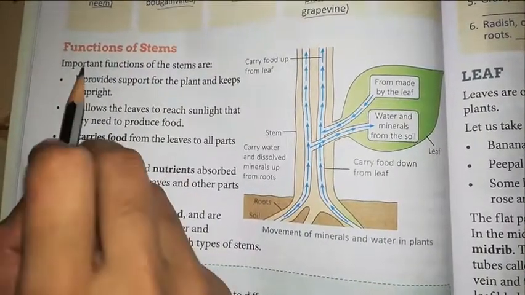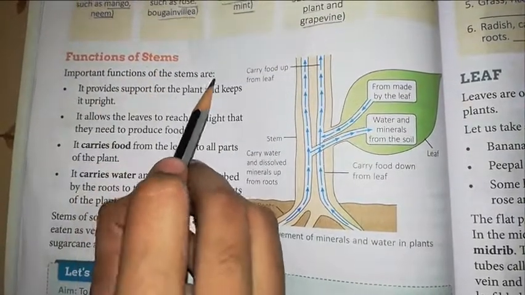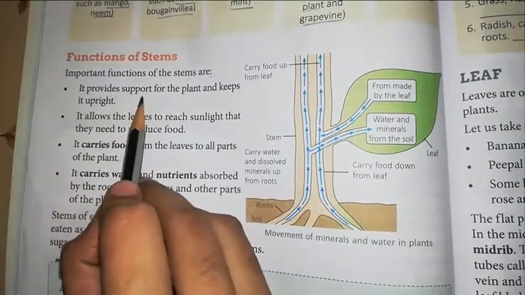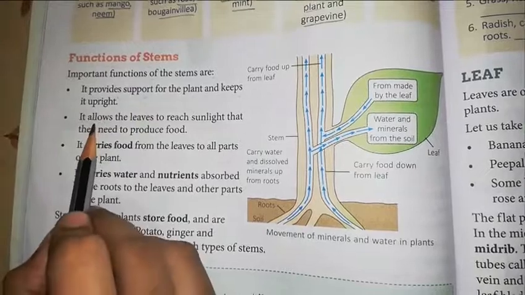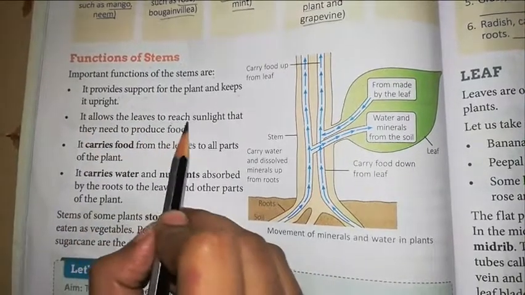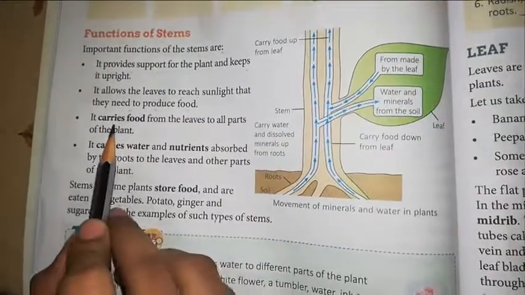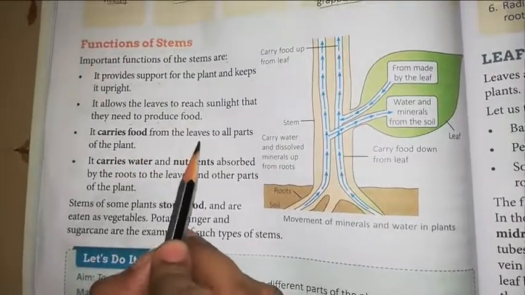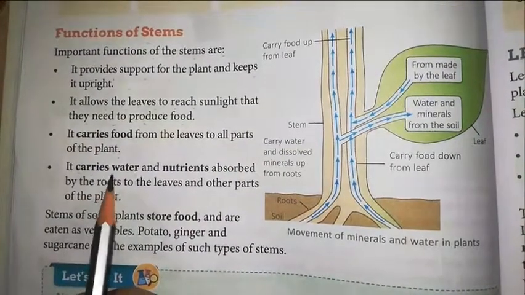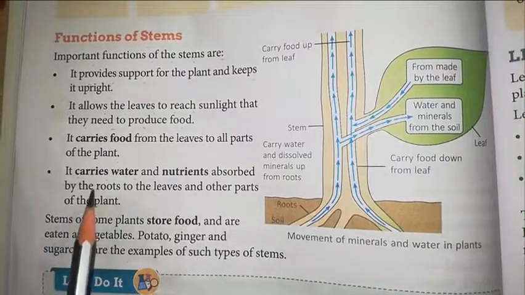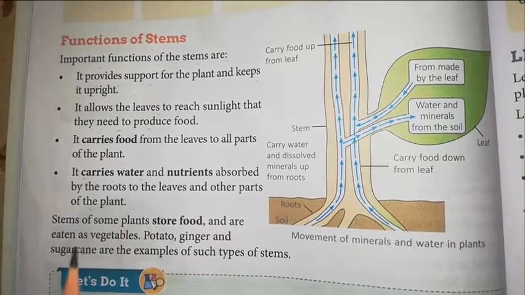Now we will study the functions of stems. Important functions of the stem are: it provides support for the plant and keeps it upright. It allows the leaves to reach sunlight that they need to produce food. It carries food from the leaves to all parts of the plant. It carries water and nutrients absorbed by the roots to the leaves and other parts of the plant.